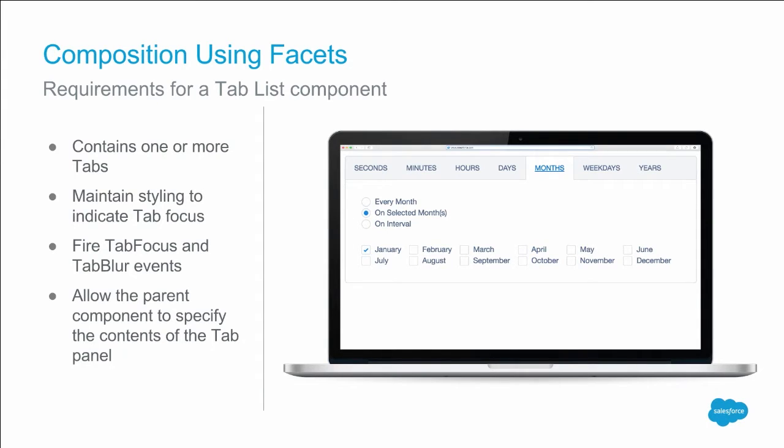So the requirements for the tab list that you saw, which built the Cron expression, is that it should be able to contain one or more tabs, which we saw. It needs to maintain styling to indicate focus, and I'm using the Lightning design system to show that. And we need to fire events so that the larger component, the scheduled job component, basically knows when to change the expression builder that you're seeing in the tab content panel. And it's important that the scheduled job component is what's controlling that. So as we navigate between the tabs, the edit scheduled job component is basically telling us what to do.